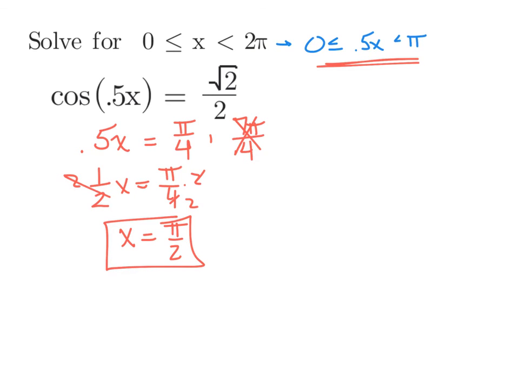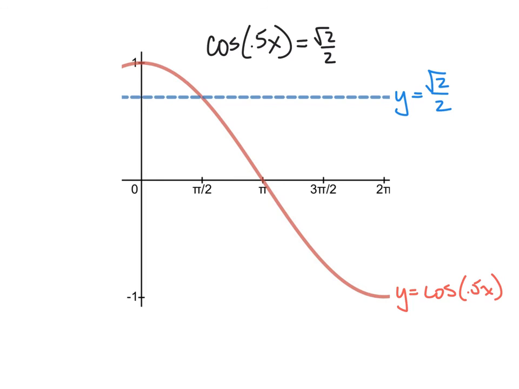Graphically, if you wanted to see that, because that 0.5 in front of the x actually stretches the period to make it twice as large instead of twice as small, we only get half of a wavelength in the normal 0 to 2 pi range. So our solutions, there's only going to be this one, which kind of looks like it happens at pi over 2.